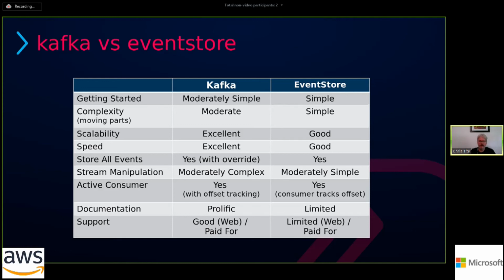We've had some trouble with it. Speed: excellent in Kafka. Event Store, same problem. All events: yes in Kafka, but if you get an override, because normally it starts overriding some of the events. Event Store, yes. Stream manipulation, as we've just shown, is moderately complex to set up in Kafka and simple in Event Store. Active consumer for both of them. Documentation on Kafka is prolific. Event Store is a bit limited. And support is good for Kafka.